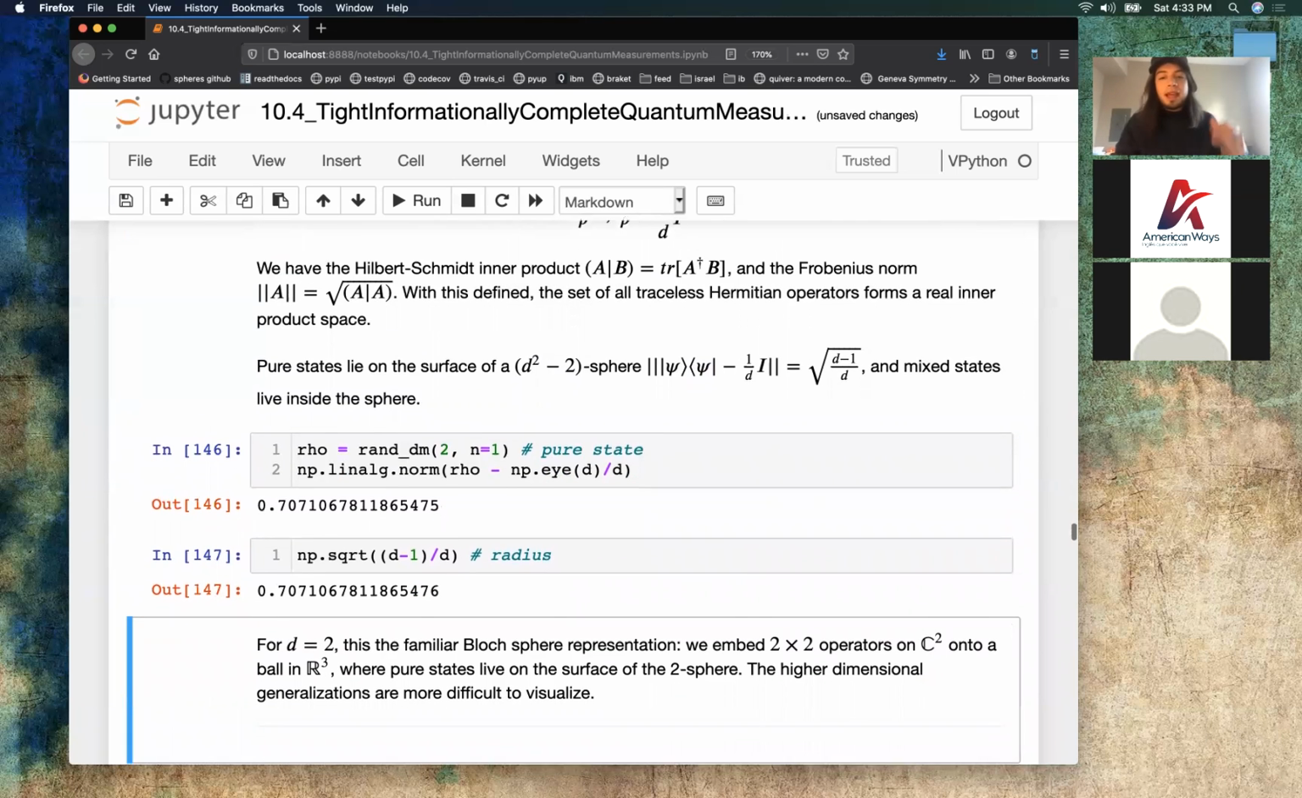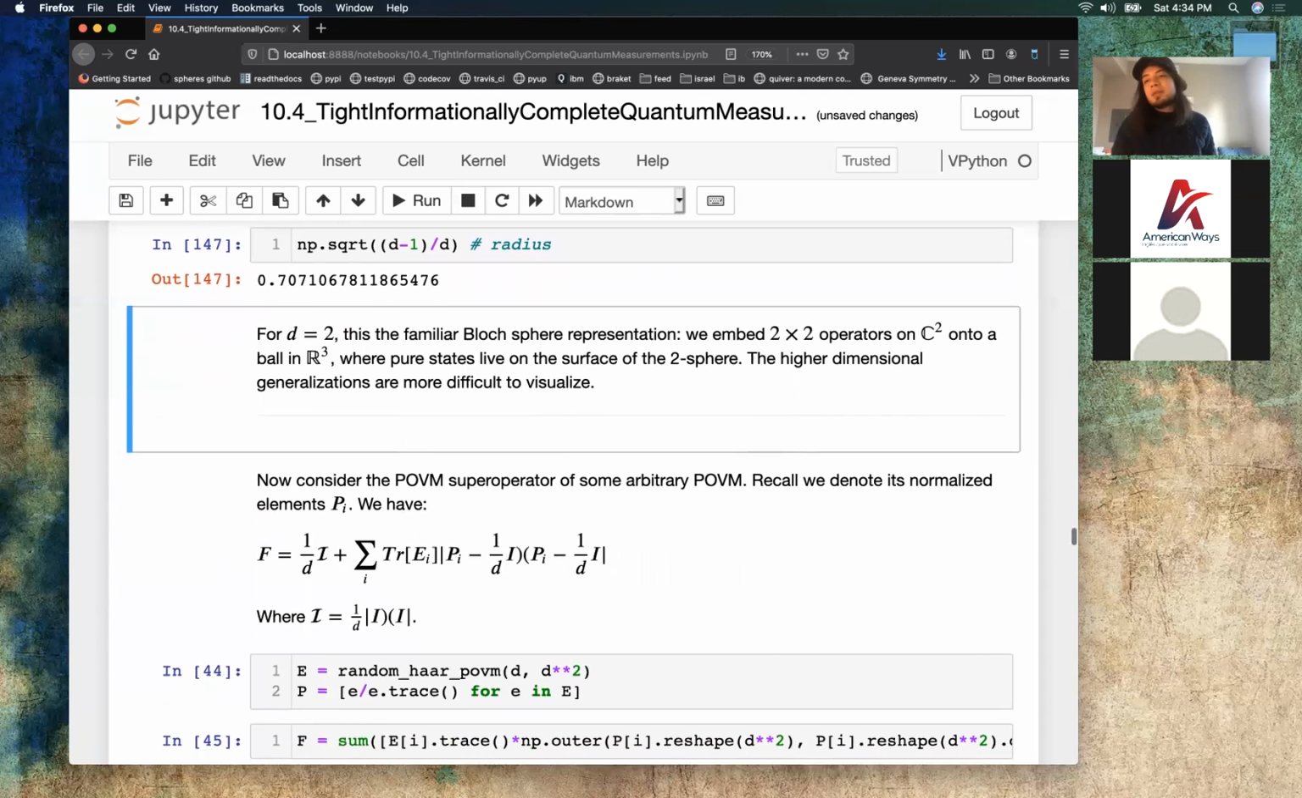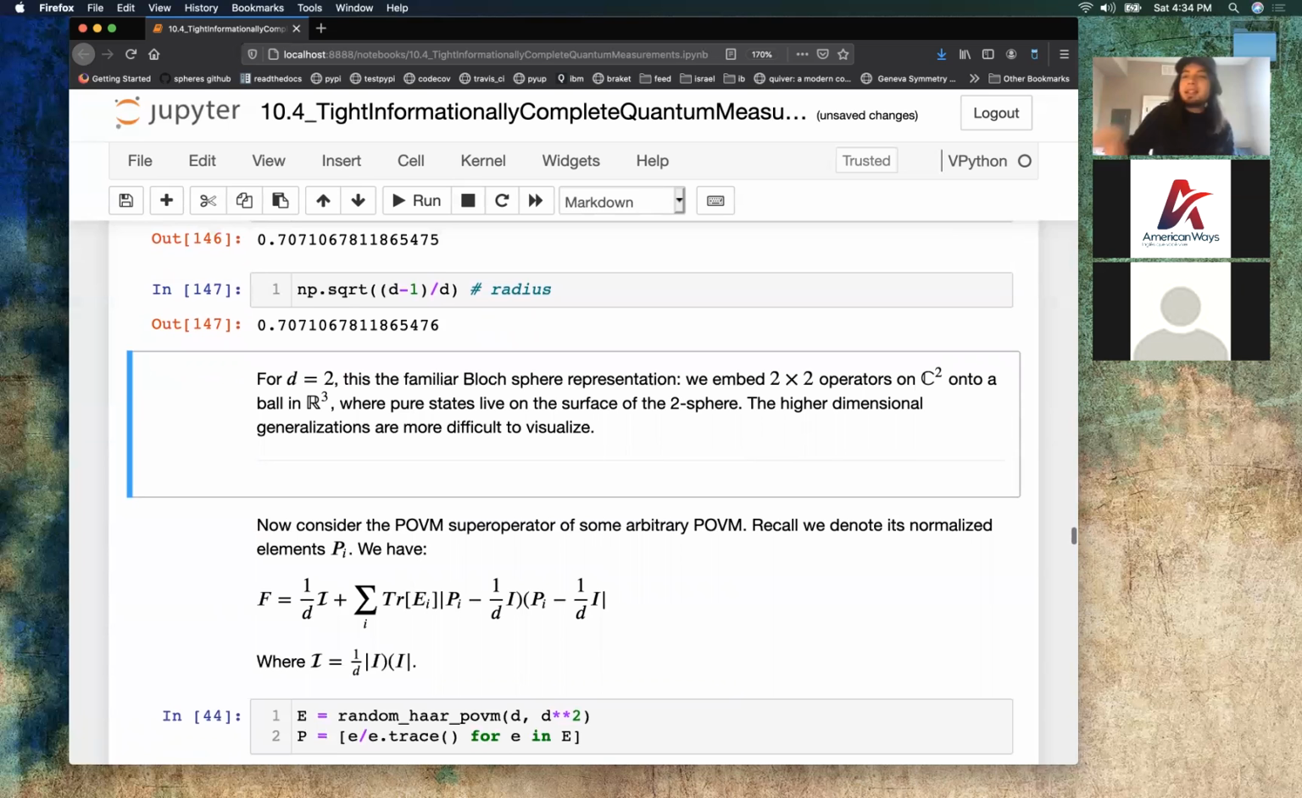And as I say, for d equals 2, this is just the classic Bloch sphere representation. Pure states live on the sphere. Mixed states live inside the sphere. The maximally mixed state is in the center of the sphere. But you can basically do that same trick for higher dimensions. It's just more difficult to visualize and has some slightly different properties. I mean, d equals 2 is kind of special.